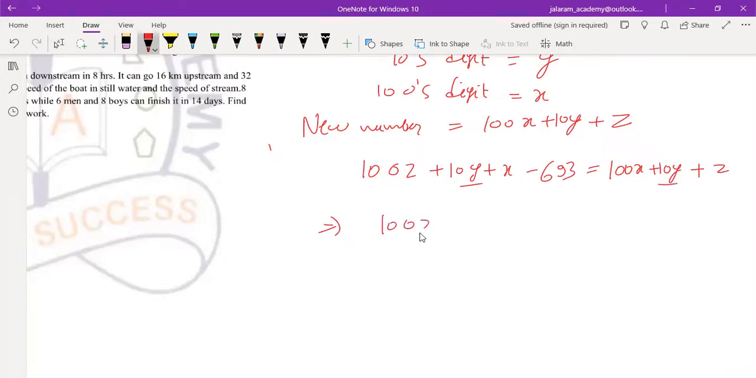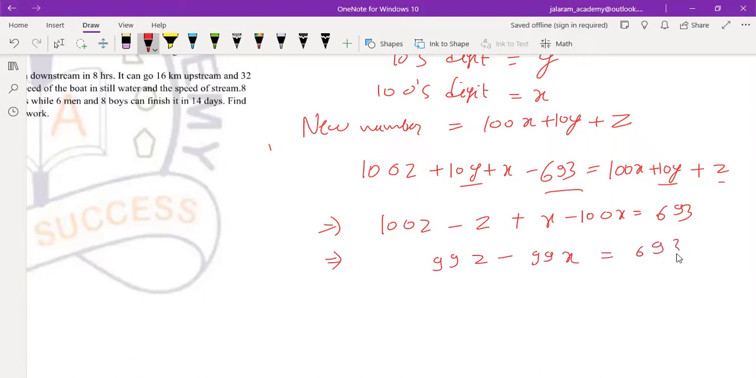So 100z minus z, with z transferred to the left hand side, plus 10y is already cancelled out, plus x minus 100x equals 693, which is transferred to the other side. Unknowns are on the left hand side and the known number, 693, is transferred to the right hand side. 100z minus z is 99z, plus x minus 100x is minus 99x, equals 693.